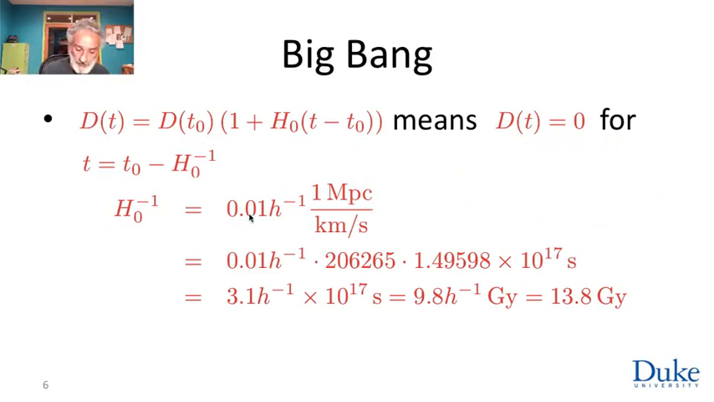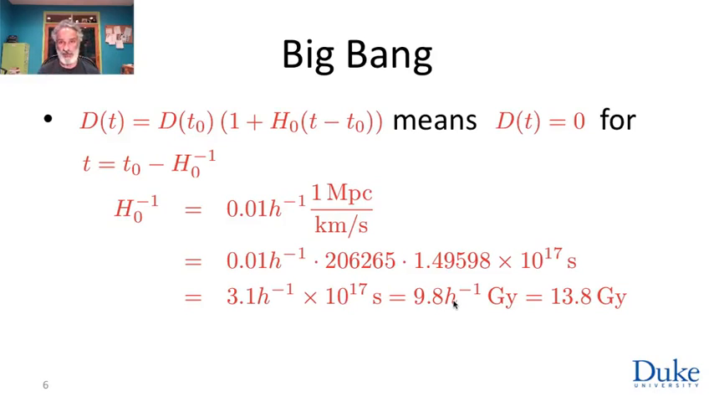So let's compute it. The 100 gets converted to 0.01, H converted to H inverse. This is the inverse of a kilometer per second per megaparsec. A megaparsec is how many kilometers? Well, a megaparsec is this many AU, and an AU is this many kilometers, and there's 10 to the 11, and then this is how many kilometers a megaparsec is, and then the seconds come out. I plug in all the numbers, I get this number. If I multiply it through, I get 9.8 h inverse.